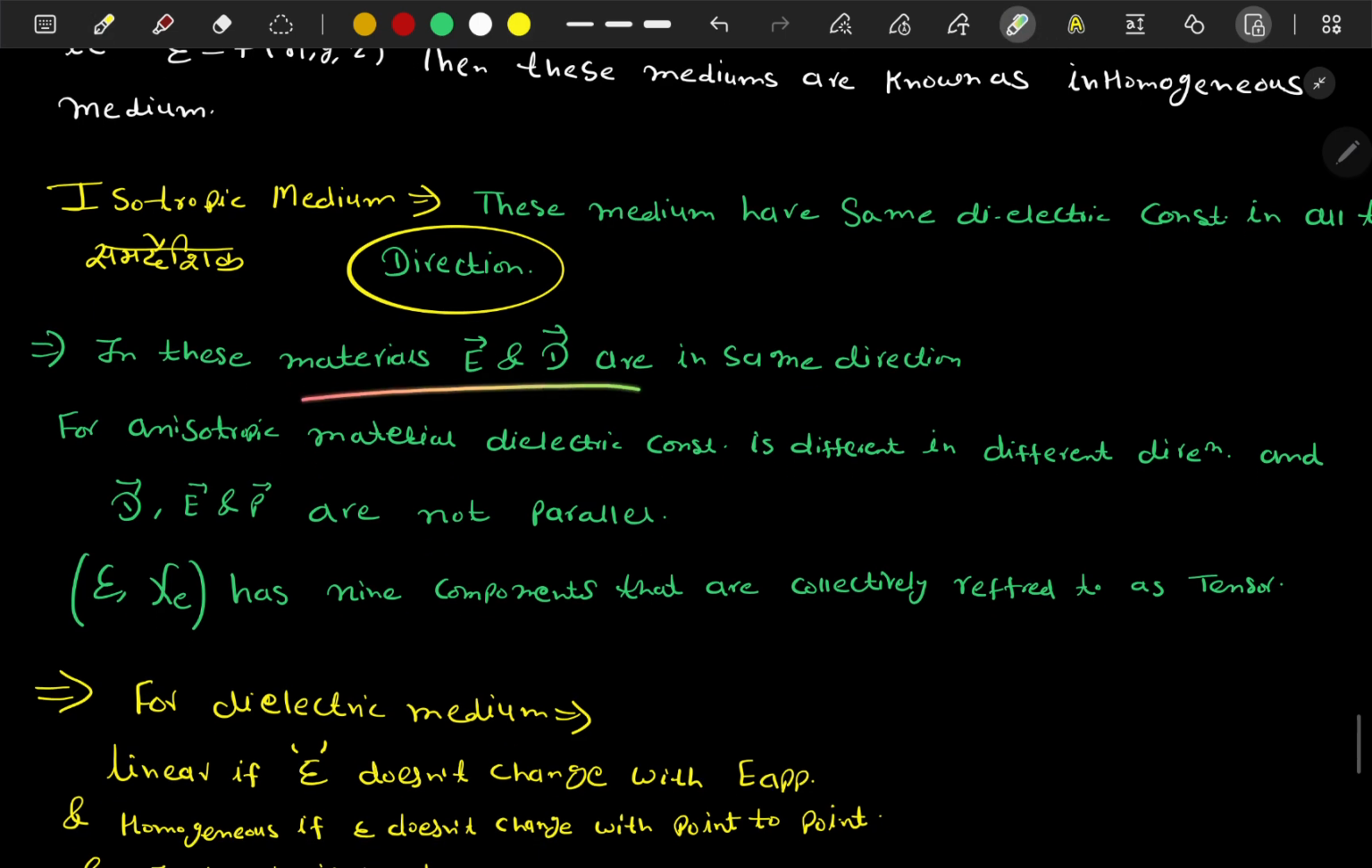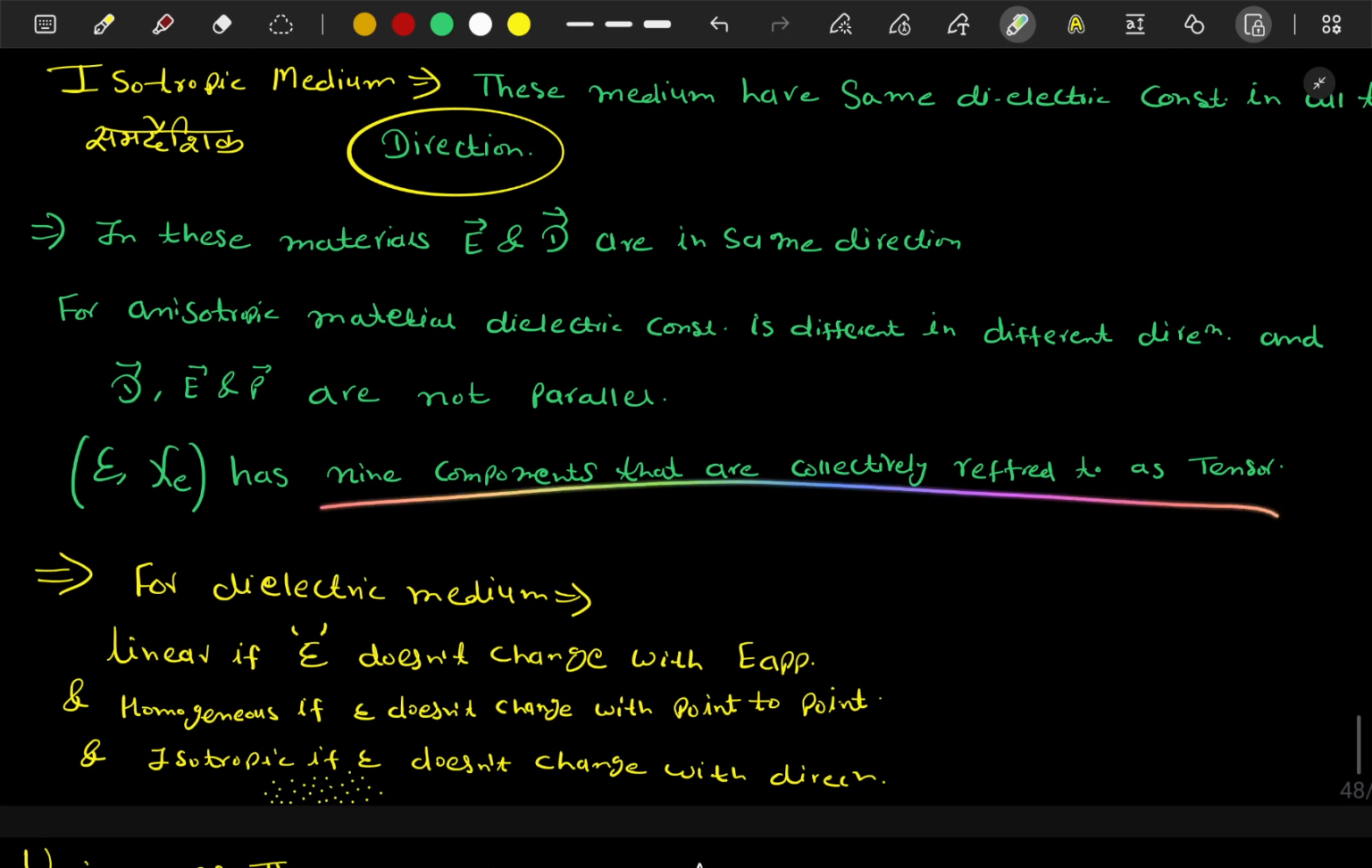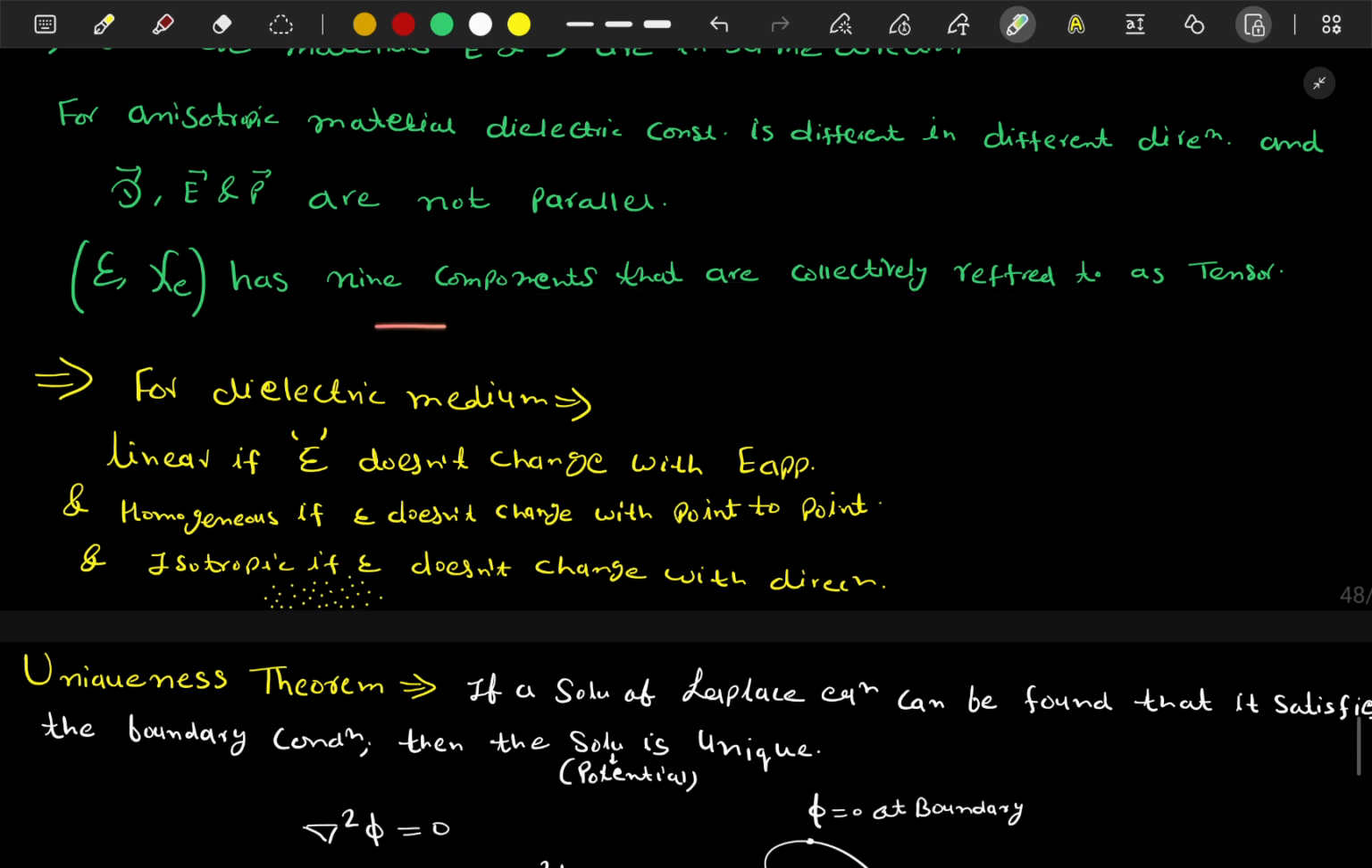In these materials, E and D are in the same direction. For anisotropic material, what will happen? The dielectric constant is different in different directions. Isotropic: the dielectric constant is the same in all directions, and anisotropic: the dielectric constant is different in different directions. And of course it is a tensor quantity for anisotropic media.